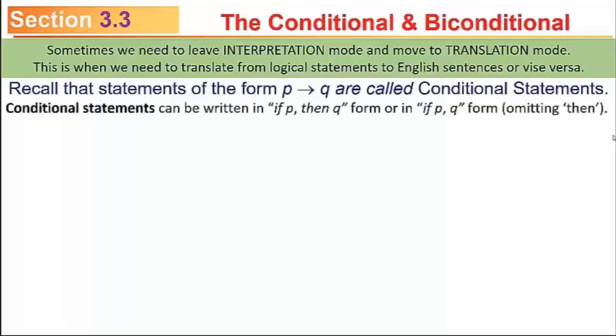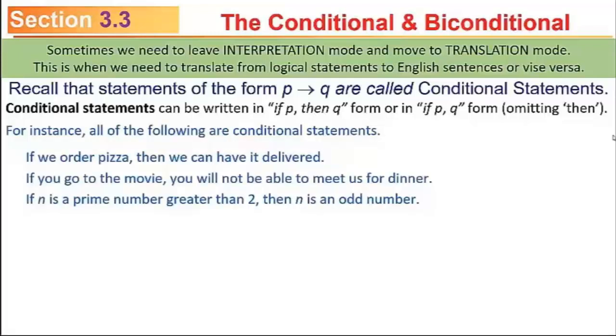Conditional statements can be written in the form if P then Q. Sometimes the word then is left out: if P, comma, Q. It just means that in the English language sometimes you leave out the word then, but it's understood to be there. For instance, all the following are conditional statements. If we order pizza, then we can have it delivered. If you go to the movie, you will not be able to meet us for dinner. If n is a prime number greater than 2, then n is an odd number. You don't actually have to have the word then in there for it to be understood to be there.